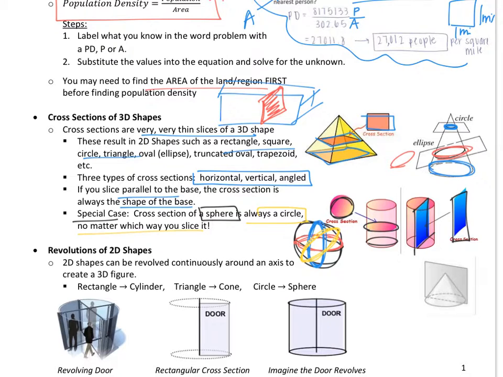We have one more shape here down in the bottom right corner with this cone. If I slice through a cone vertically, the cross-section is a triangle.